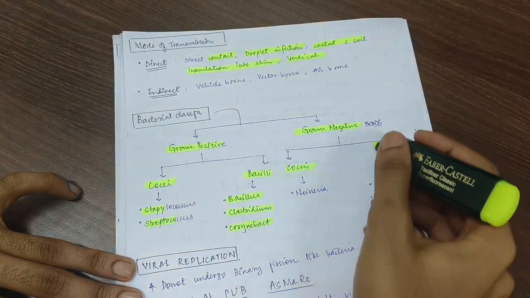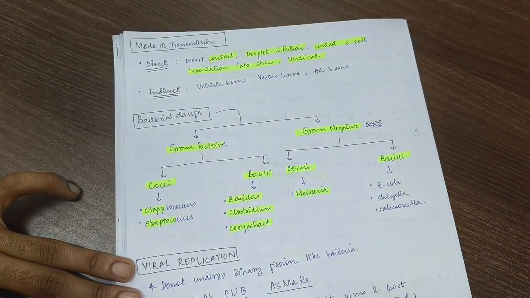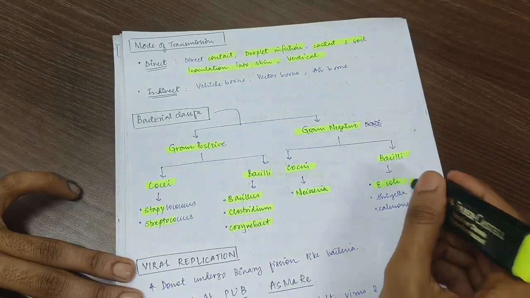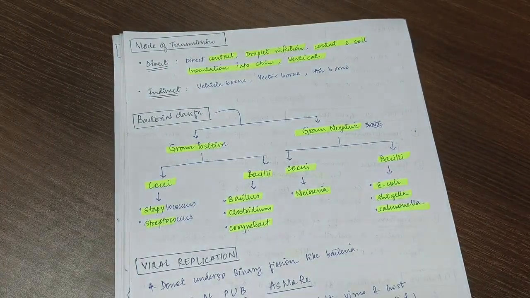Gram negative cocci, gram negative bacilli. Gram negative cocci, one example is Neisseria. Gram negative bacilli, E. coli, Shigella, Salmonella. Okay, these are the things I'm going to write.